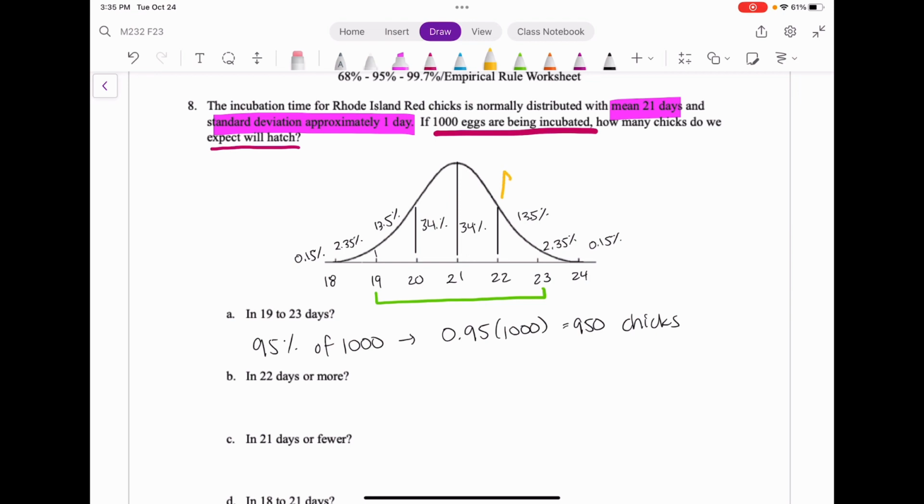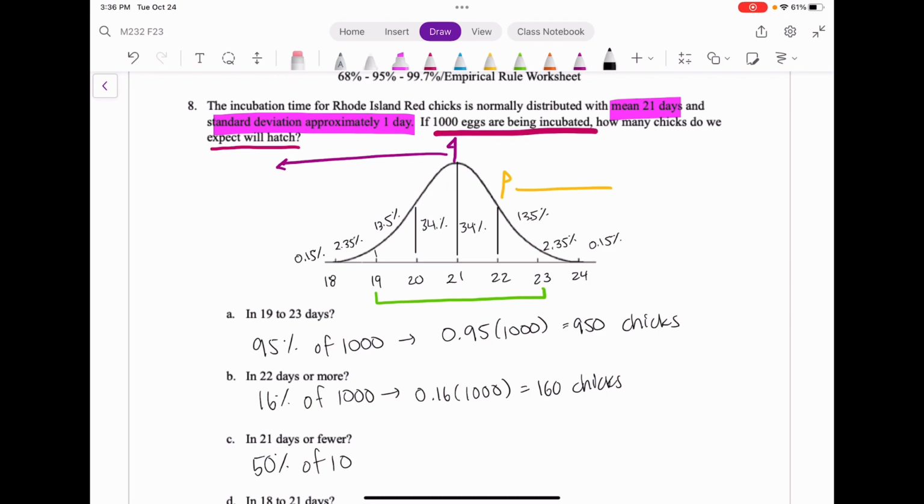22 days or more, I go to 22 and I need to find out what that probability is. I add 13.5 plus 2.35 plus 0.15 to get 16%. And that means I need to calculate 16% of 1,000, which is 160 chicks. Next, I'm going 21 days or fewer. We know that that's our halfway mark, which is 50%. I need to find 50% of 1,000. Turn that into a decimal. Half of 1,000 is 500.